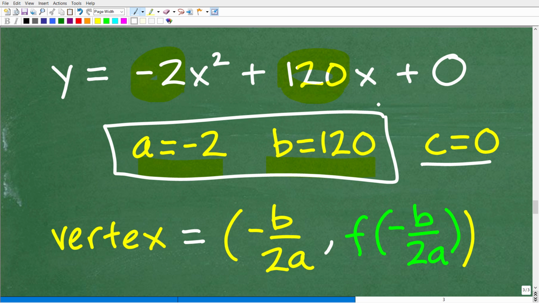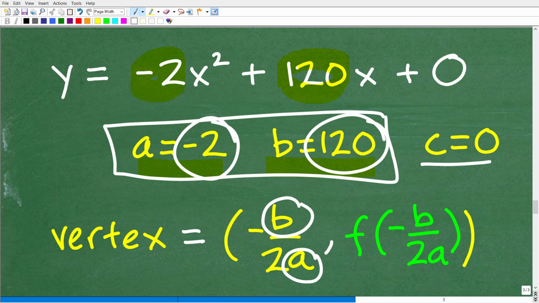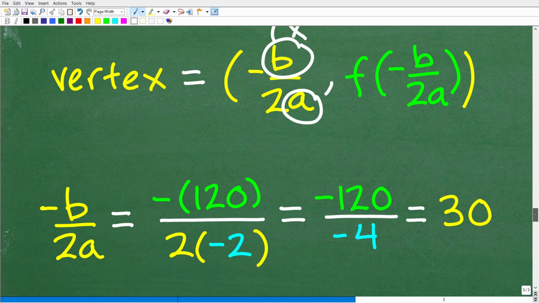So this is pretty much just a substitution scenario. We have b and a, so we're going to plug in a -2 right here, and for b, we'll plug in a 120. Let's go ahead and get our x coordinate for the vertex first, and then we'll go back and get the y coordinate. Again, don't let this formula scare you. This is not that difficult.